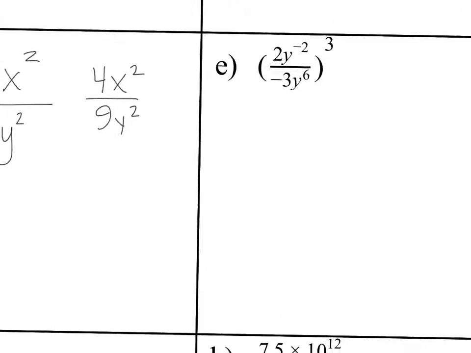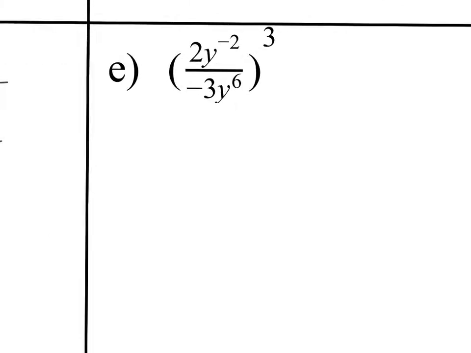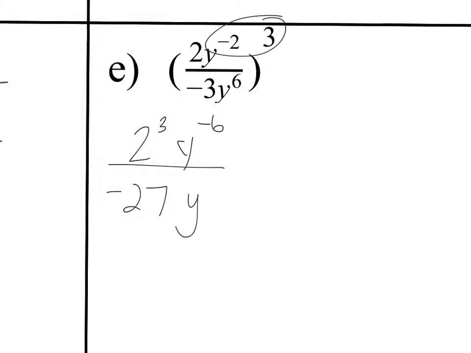And then letter E, I'm going to take each thing and exponentiate it or multiply the exponents. So this is going to be 2 to the 3rd, y to the negative 6, and then negative 3 to the 3rd is negative 27, and it's going to be y to the 18th. So 2 to the 3rd is 8.